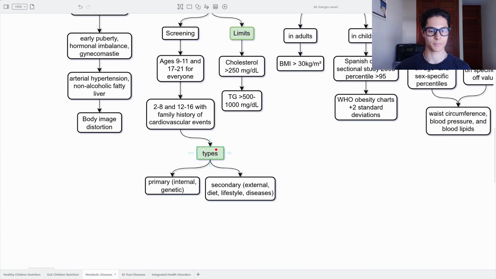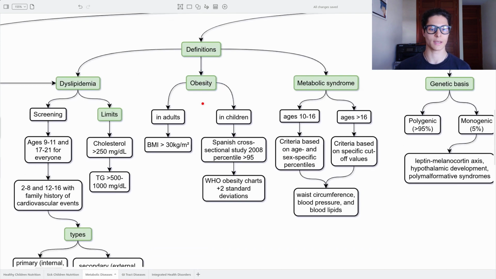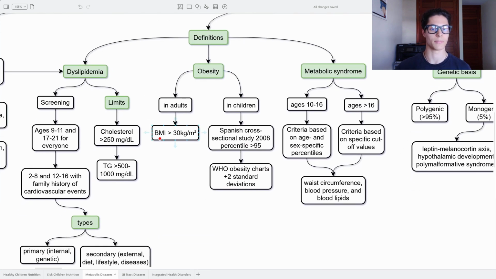What are the types of dyslipidemia? We have the primary, which is internal, that has to do with genetics, and the secondary, which is external. It has to do with diet, lifestyle, and diseases. Obesity. Well, in adults, it is basically when you have a body mass index over 30. In children, the Spanish cross-sectional study of 2008 says that obesity is over the percentile 95 in children. And the World Health Organization obesity charts say that obesity is 2 standard deviations from the normal.